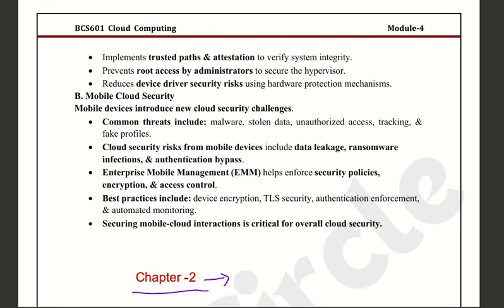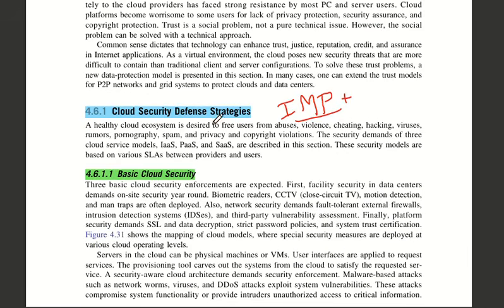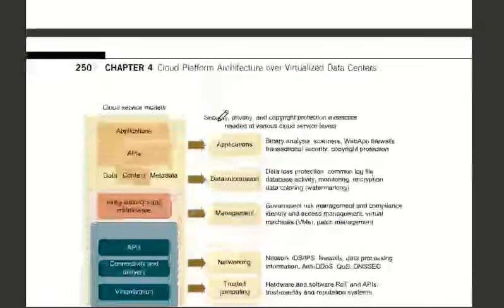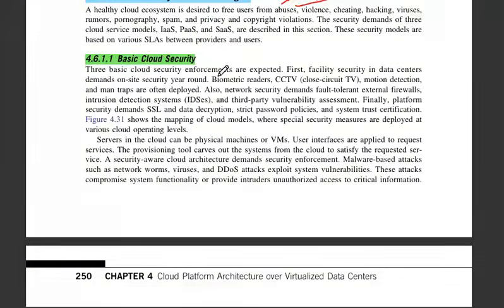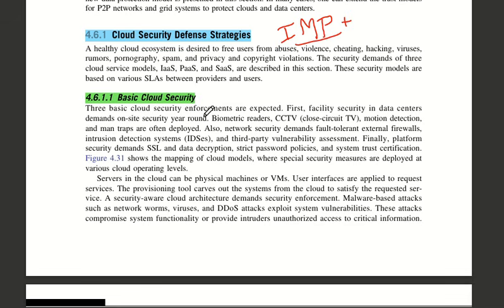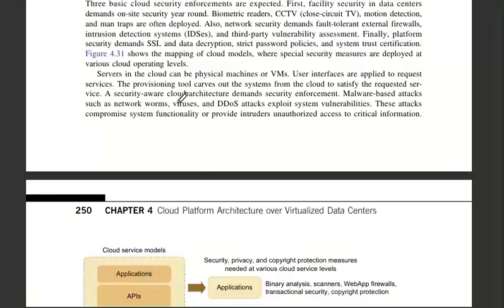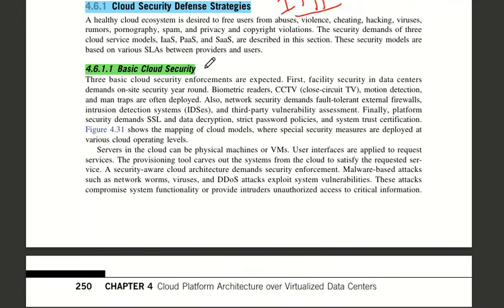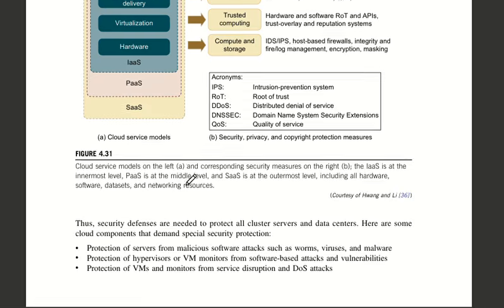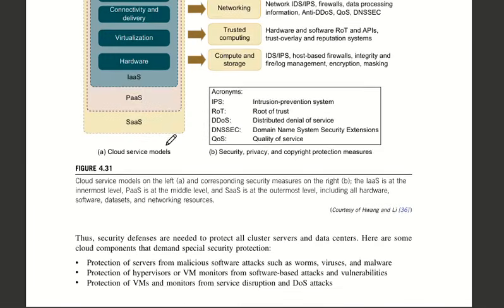Yeah, here it is. See, cloud security defense strategies. Basically, the first one is basic cloud security. What do you mean by security, and why do we need cloud security? What are the security defense strategies? All the concepts are there. You just remember the basic cloud security.